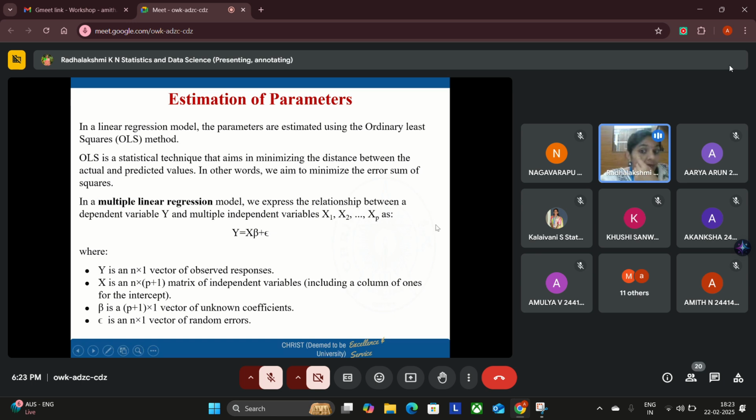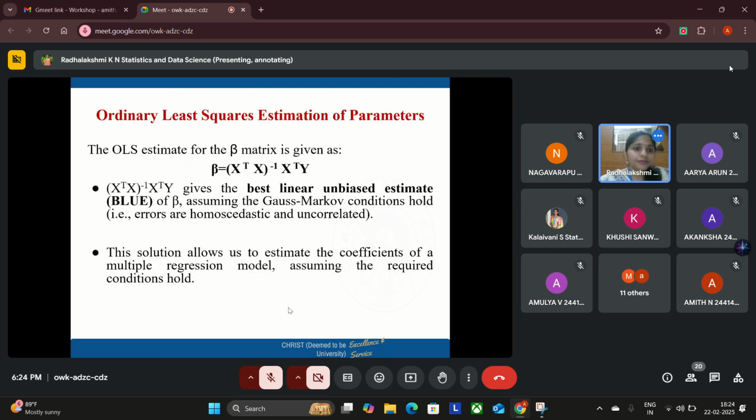Now, in a multiple linear regression model, we can also represent the data in a matrix form, which is given by y is equal to x beta plus epsilon, where y is an n cross 1 vector of observed responses, x is an n cross p plus 1, where p is the independent variables coefficients and the plus 1 is corresponding to my intercept. And beta is a p plus 1 cross 1 vector of coefficients. Epsilon is an n cross 1 vector of random errors.